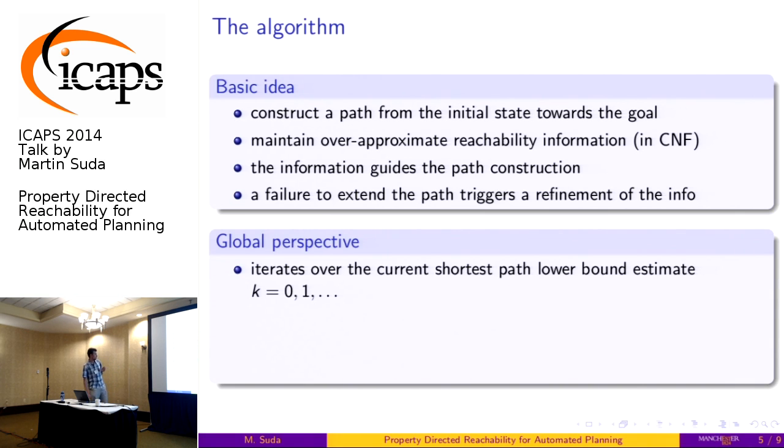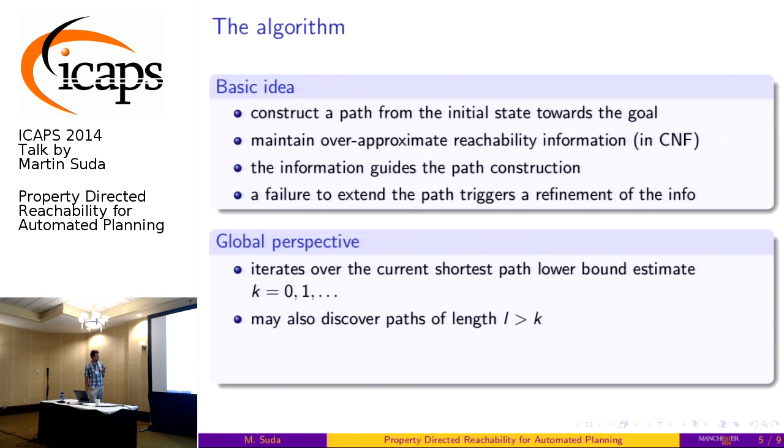The global perspective is as follows. The algorithm iterates over its estimate of what the shortest plan or shortest path through the state space would look like. So in this sense, it's kind of similar to what planning as satisfiability does. But there are two cool features of this algorithm.